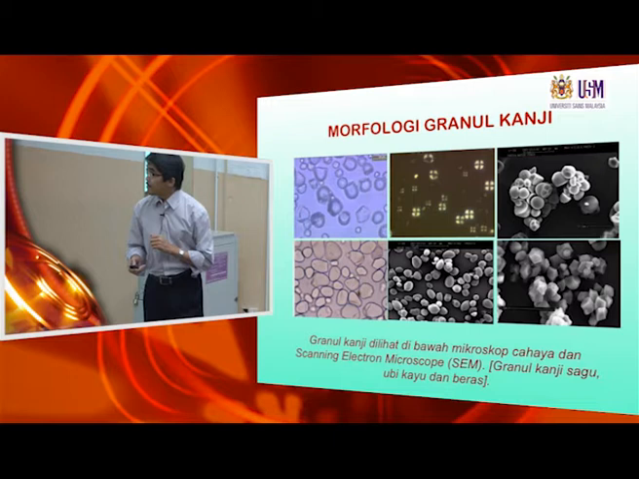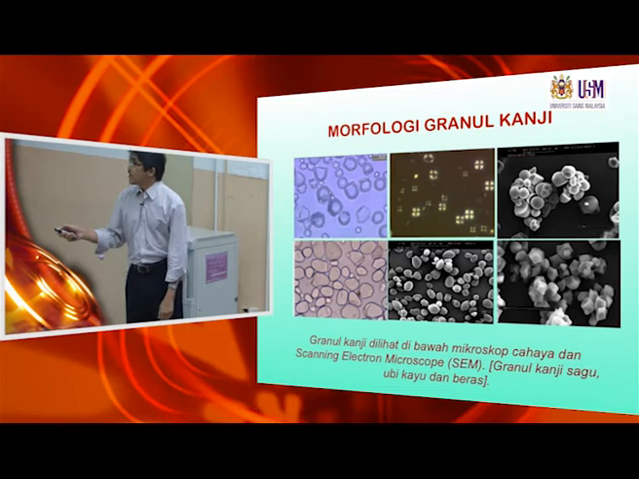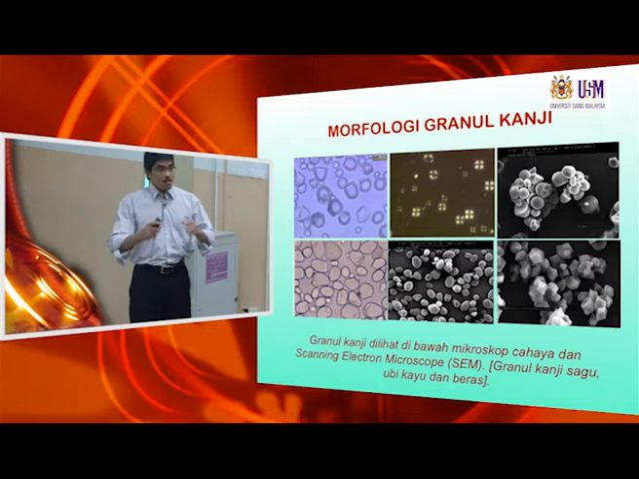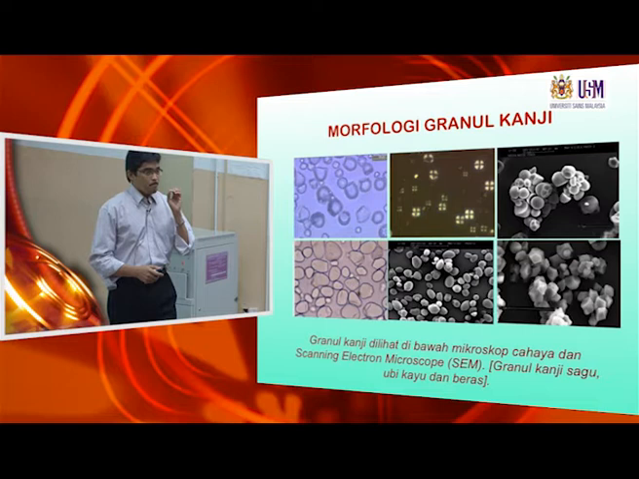Now, just now I said the amount of amylose and amylopectin would influence the functional properties of starch. But there are other factors. Another factor is actually the granule itself, the shape of the granule. So if you look under a light microscope, with magnification around 40 to 100, this is how it looks like. If you look under an even bigger magnification under SEM, scanning electron microscope, it will look like this. If you look under a polarized microscope, it will look like this.